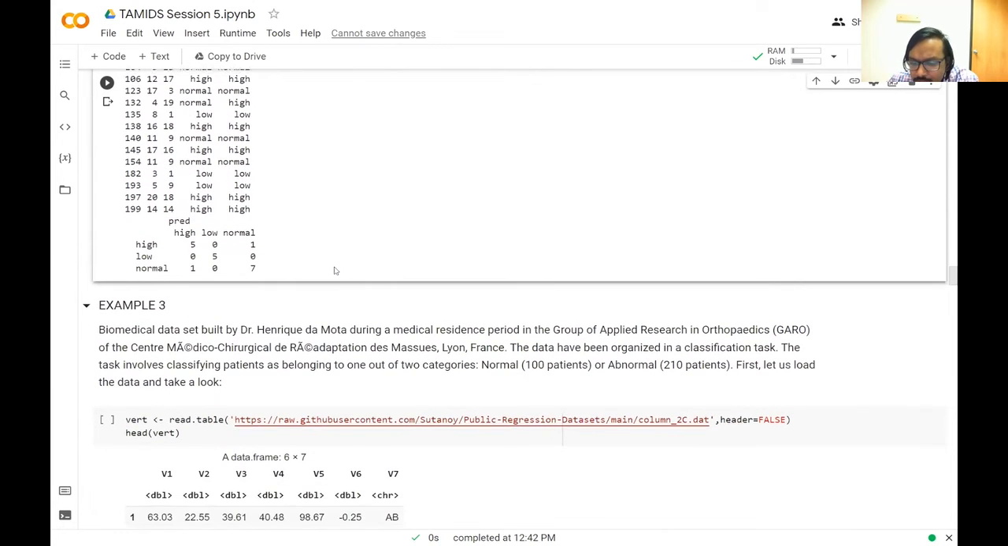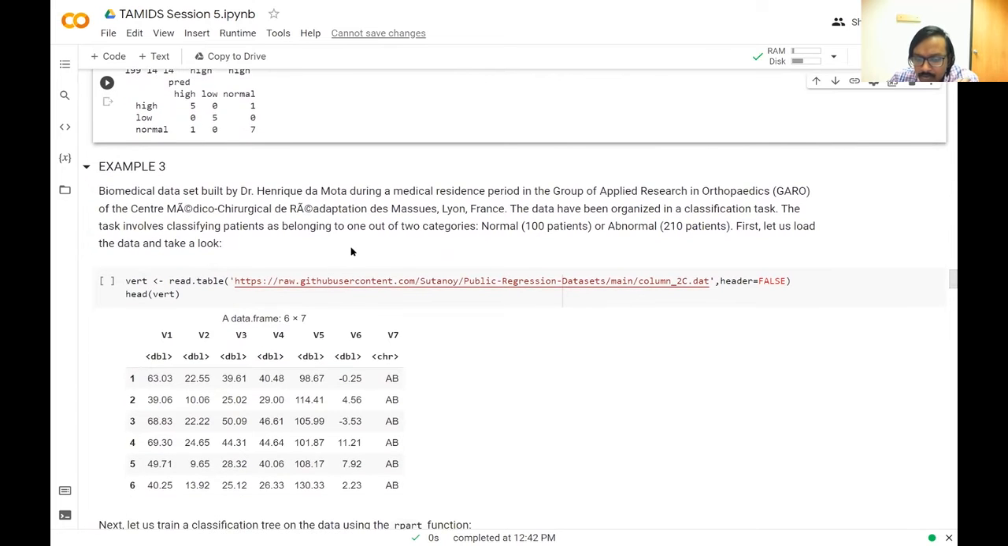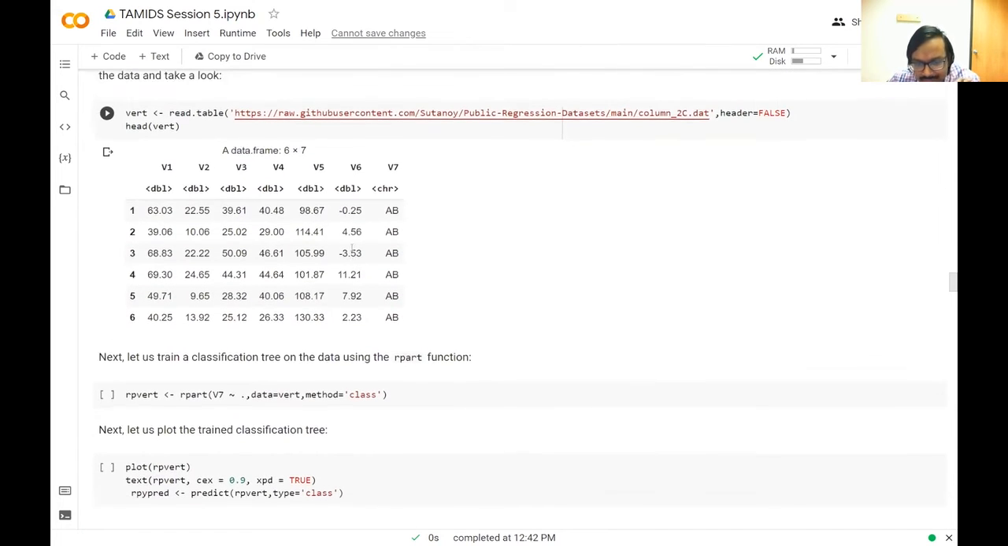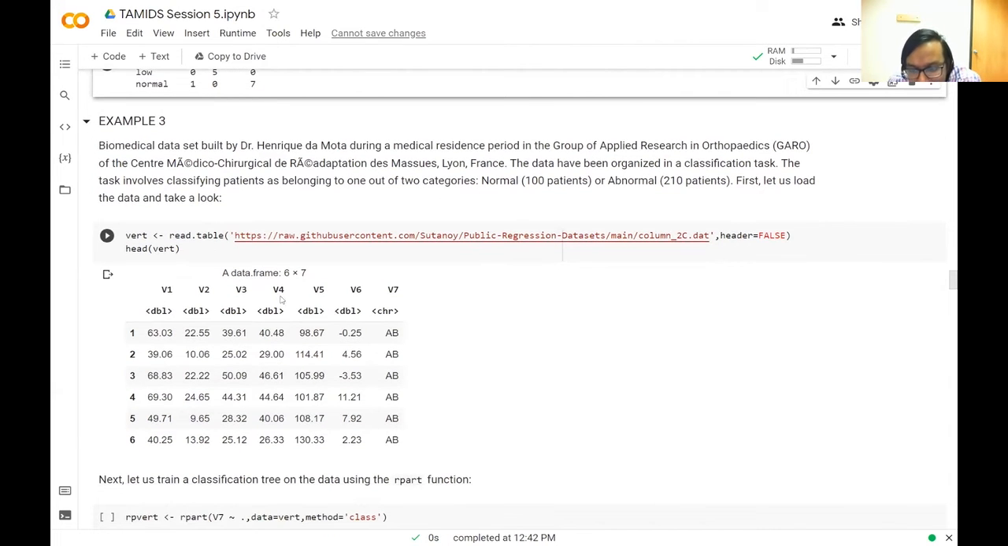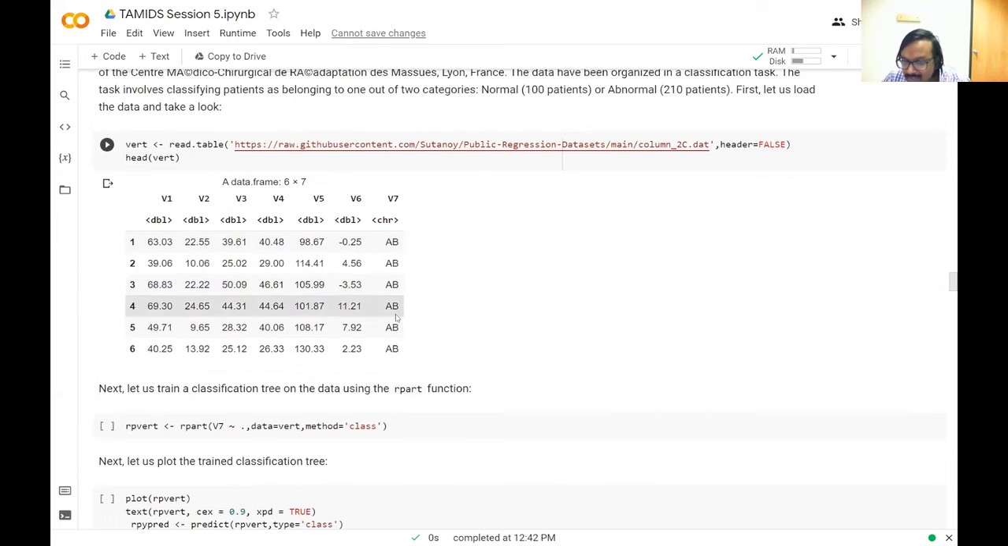Next, let us try to perform the same work, but on a real data set. For this real data set, let us just focus on training the model. I'm going to use the entire data set for training. This is a biomedical data set where we have 100 patients that are normal and 210 patients that are classified as abnormal. There are 6 variables. The variable names are not given to us, so we have v1 through v6 as the variable names. But we know that v7 is the variable that is the response.